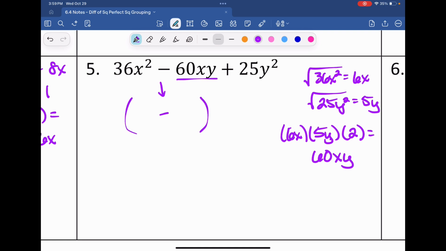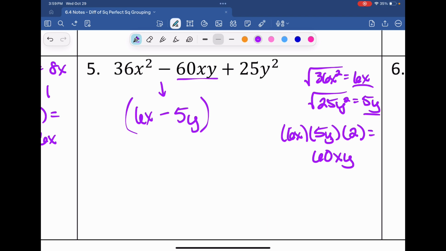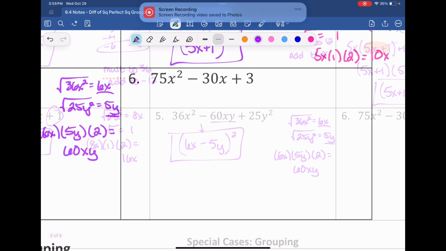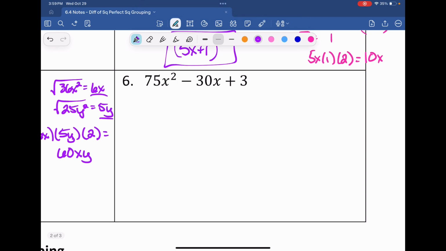Root 1, root 2, squared. Take the GCF out. Okay. Take the root. And that one.